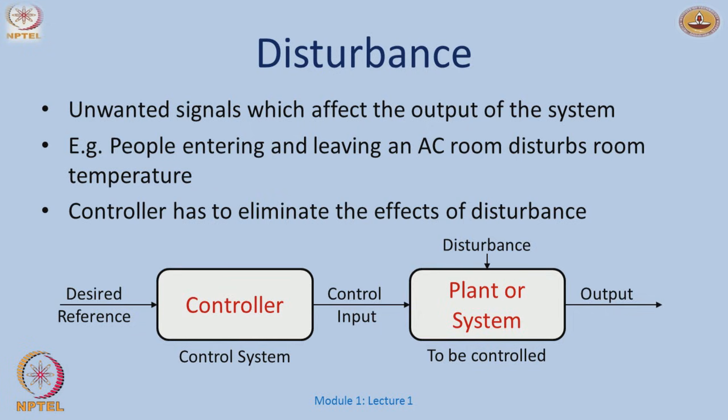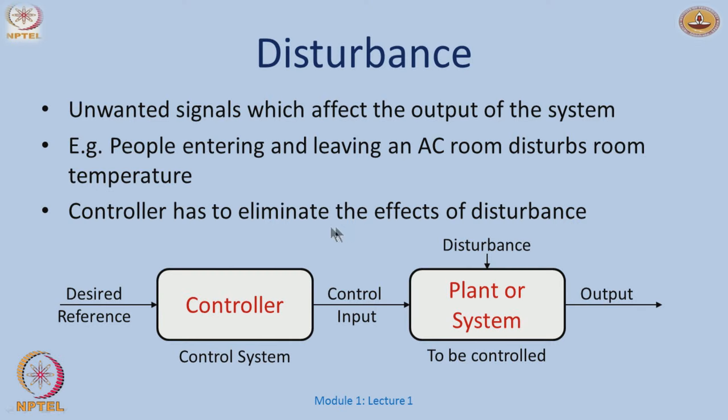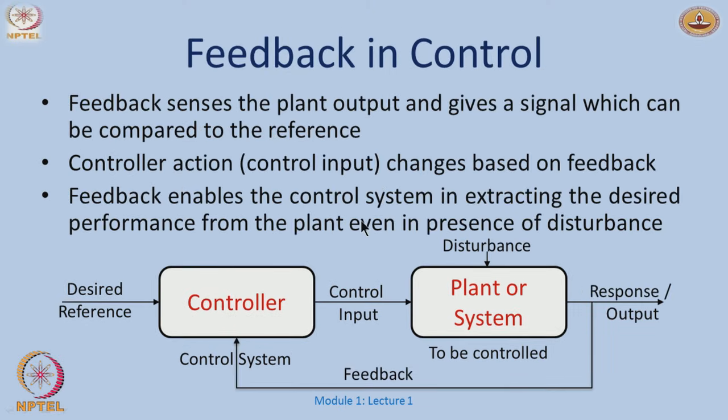Well, sometimes not. You have disturbances, which are essentially unwanted signals which affect the output of the system. For example, people entering or leaving a room while an air conditioner is on, or the external environment. At 6 o'clock in the morning my external conditions would be different than at 12 or 6 in the evening, and that could be modeled as a disturbance. And my controller should also be smart enough to eliminate the effects of these disturbances.